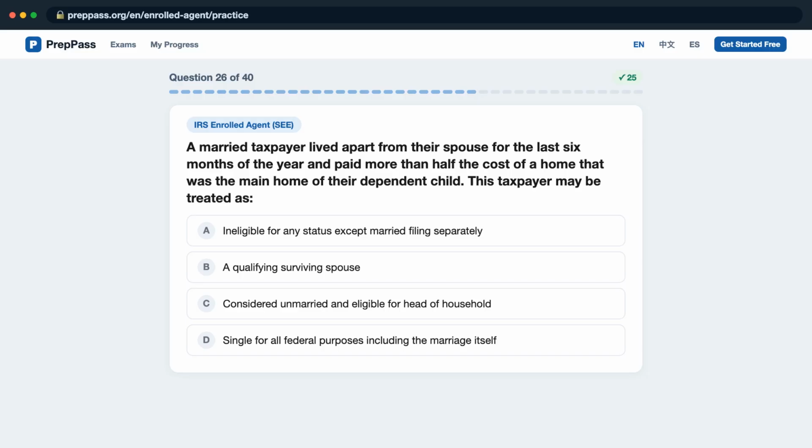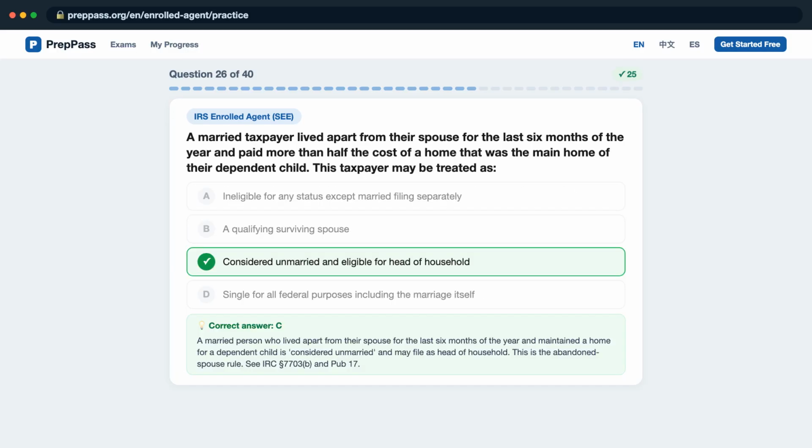Question 26. A married taxpayer lived apart from their spouse for the last 6 months of the year and paid more than half the cost of a home that was the main home of their dependent child. This taxpayer may be treated as, is it A, ineligible for any status except married filing separately? B, a qualifying surviving spouse? C, considered unmarried and eligible for head of household? D, single for all federal purposes including the marriage itself? The correct answer is C.